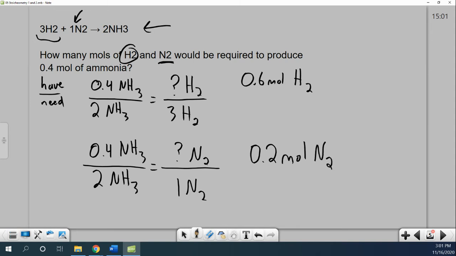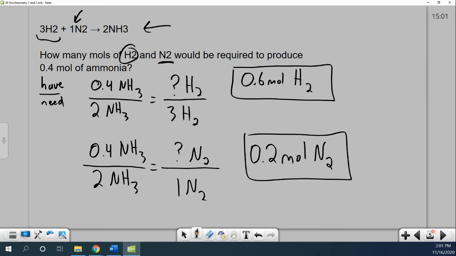So this entire reaction, if I wanted 0.4 moles of ammonia when I'm done, I would combine 0.6 moles of hydrogen and 0.2 moles of nitrogen, and it should spit out 0.4 moles of ammonia. So if I know what I need, I can now calculate how many of my reactants are required to create that much. It's kind of the power of stoichiometry and why it's so handy in chemistry.